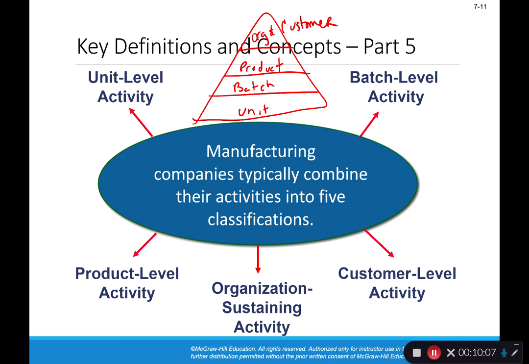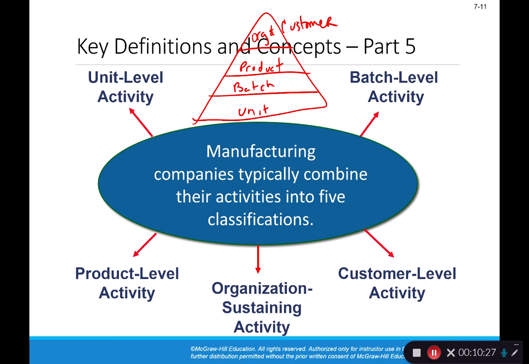So for example, let's assume we're baking cookies. If we're baking cookies, we make, say, chocolate chip and oatmeal raisin cookies as part of our business. If we're trying to think of the cost of chocolate chips and what type of activity that would be, we need to think in terms of unit, batch, product, organization, and customer level.